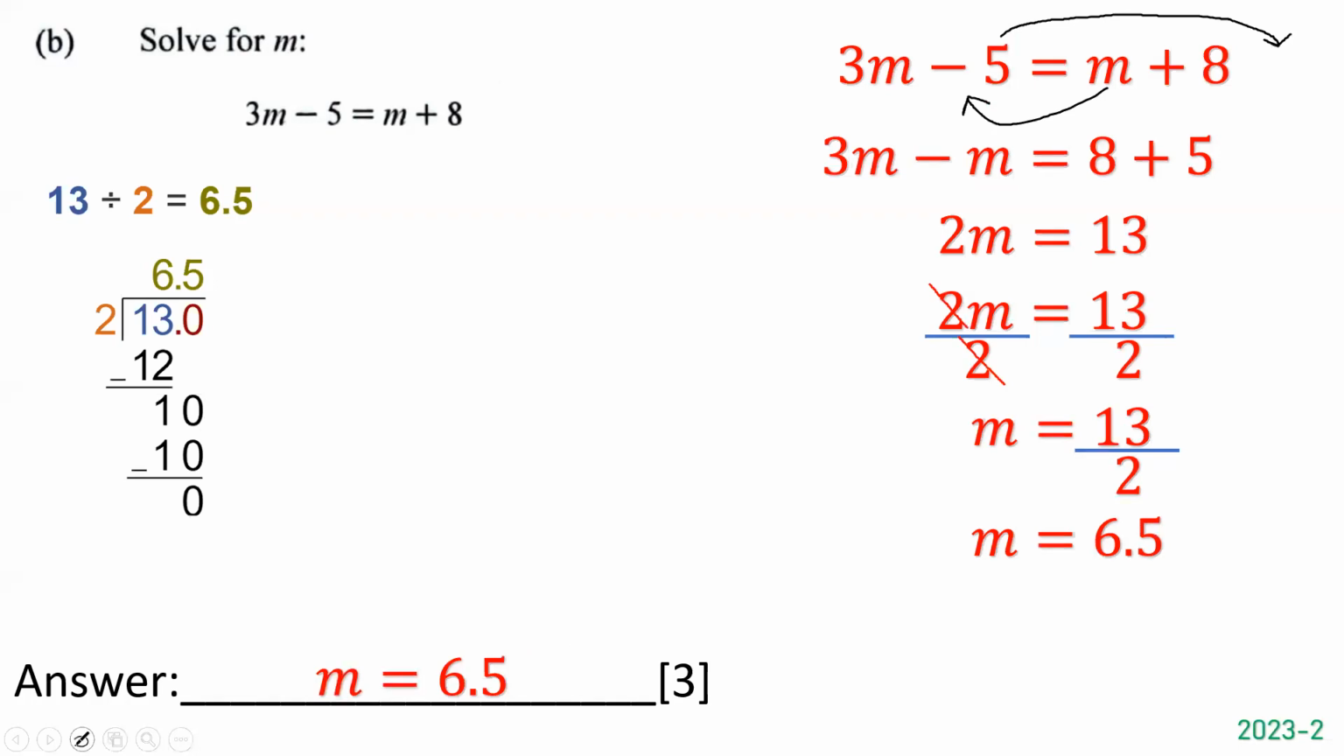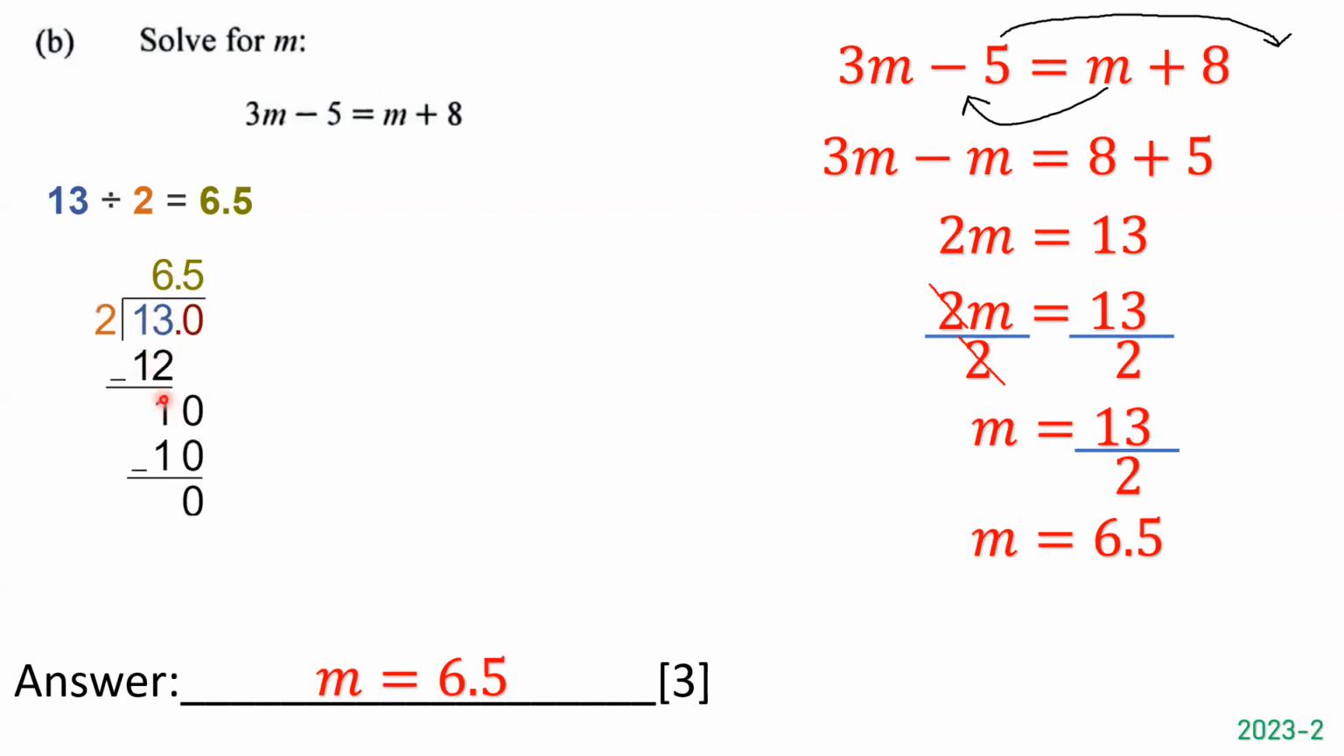But what is 13 divided by 2? Well, 13 divided by 2, we perform the operation here. How many times can 2 go into 13? Well, 2 times 6 is 12. And so we subtract 12. We subtract 13 and 12. And 13 minus 12 is 1.